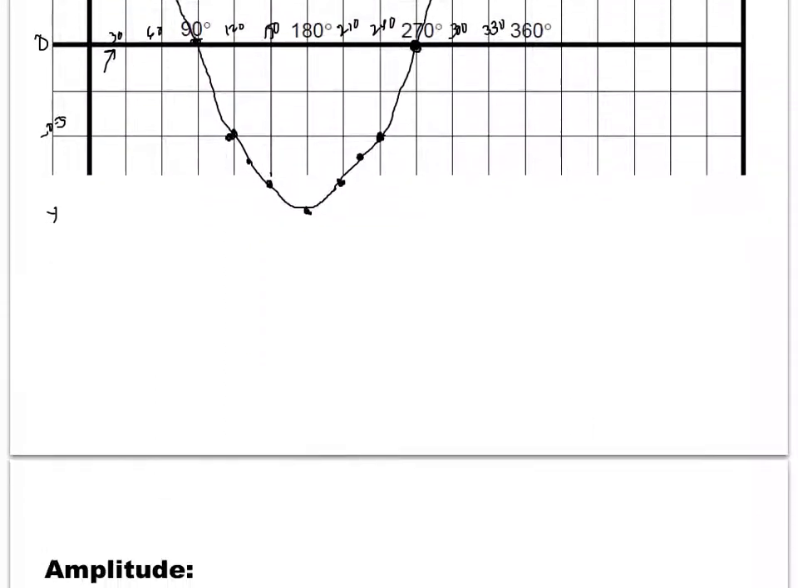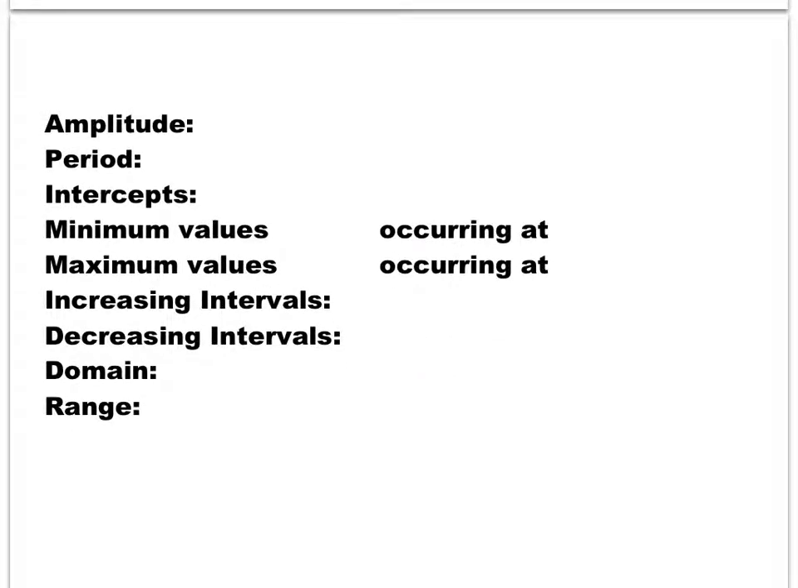Now let's answer the same type of questions as before. The first question: what is the amplitude here? The amplitude is 1, because the maximum is 1 and the minimum is negative 1, so 1 minus negative 1 is 2, divided by 2 is 1. So the amplitude is 1. What is the period? 360 degrees or 2 pi.